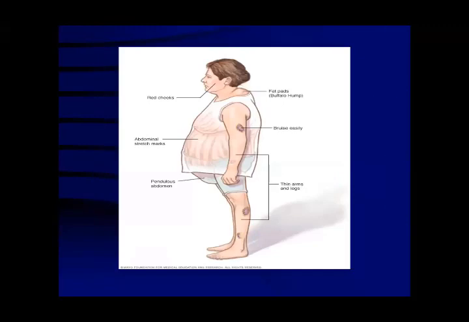This is another picture. You can see that there are red cheeks. This is called plethora. Fat is deposited as buffalo hump. This is buffalo hump. Easy bruisability because the liver functions are not working properly. So there is bleeding tendency in the body.